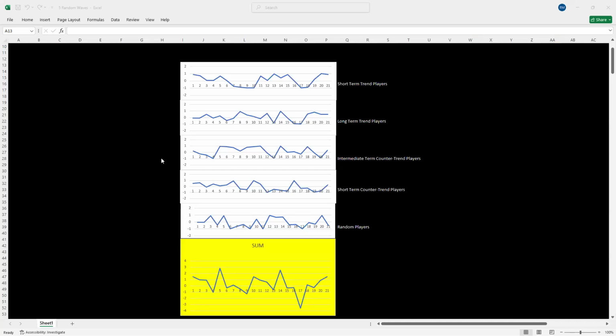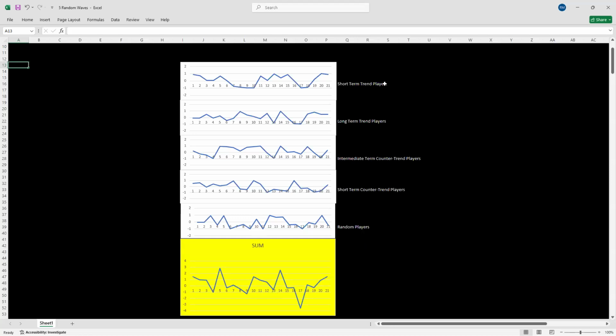This is some charts that I made up for you of what would be these different groups of traders. There's short-term trend players, long-term trend players, intermediate counter-term trend players, short-term counter-trend players, and random players. And this chart on the bottom is the end chart that you would see on your screen. Now I just use a small amount of data for this, so this doesn't look exactly like a trading chart. It's designed to put across the concept that we're dealing with here.